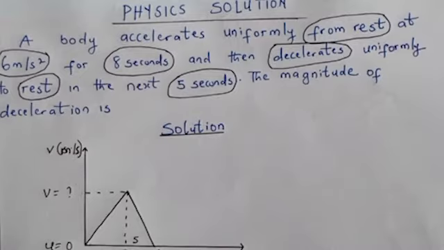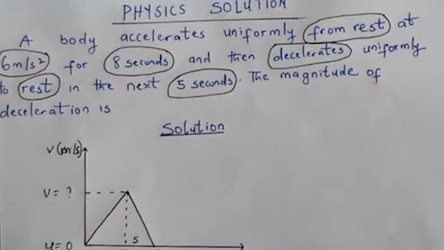The first thing you realize here is that I've highlighted all the major information in the question, which I want you to take a good look at. I've also drawn a diagram to represent the question. The body accelerates from rest, so the initial velocity, which we represent with the letter u, is equal to 0, and the acceleration a is 6 meters per second squared, for 8 seconds. So the time there is 8 seconds.